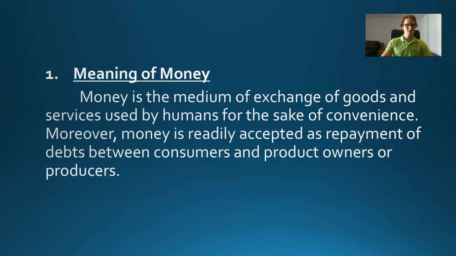Okay, next sentence here. Moreover, money is readily accepted as repayment of debts between consumers and product owners or producers. Okay, so if you owe somebody, right, if you have a debt, you can use money to pay for it. And it's very simple, right? Better to pay somebody money than to pay them with chickens or bananas or diamonds or anything else. Okay, money is our standard.